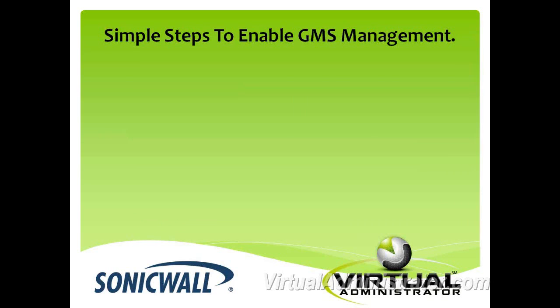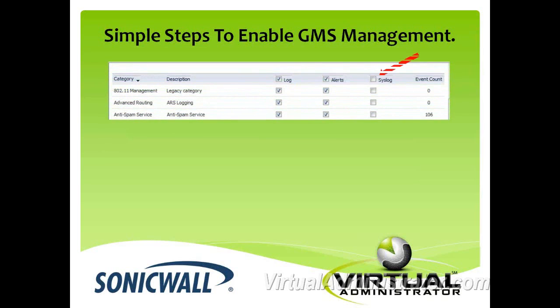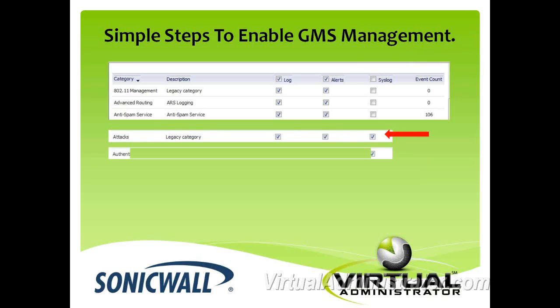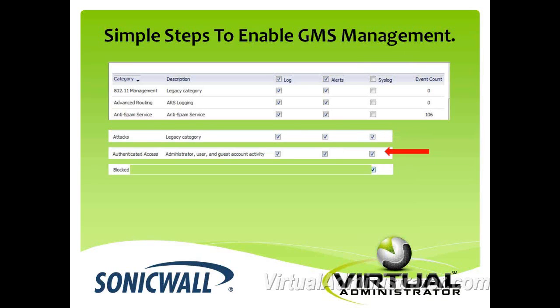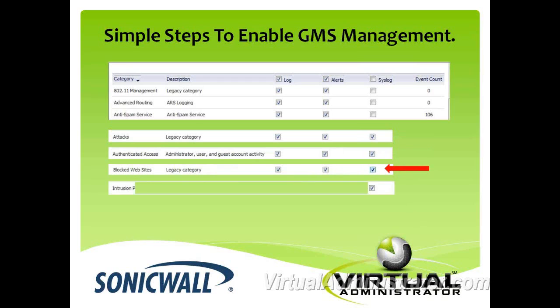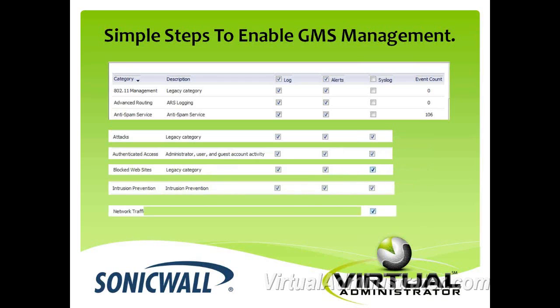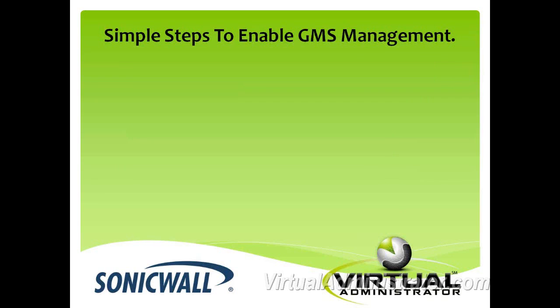and change the log categories to all categories. Okay? Next, scroll down on the page, and you're going to see all of the syslog entries. Uncheck the box next to syslog, which should wipe all of those entries out. They should all be blank. Then add back the following entries: attacks, authenticated access, blocked websites, intrusion prevention, and network traffic. Okay? So you just need to add back those 5 items. Those should be the only things that are selected under the syslog.